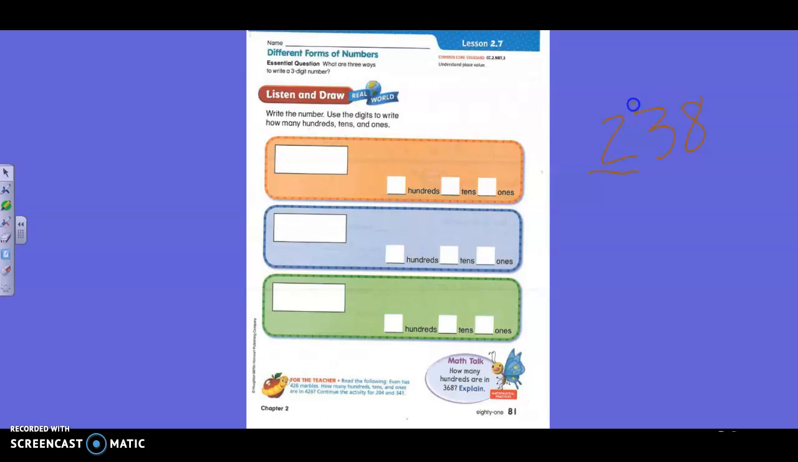What's the value of the 3? Haley? 30. Very good. And what's the value of the 8 then, everyone? 8. Okay. On this first box in the orange, here is a little story problem.